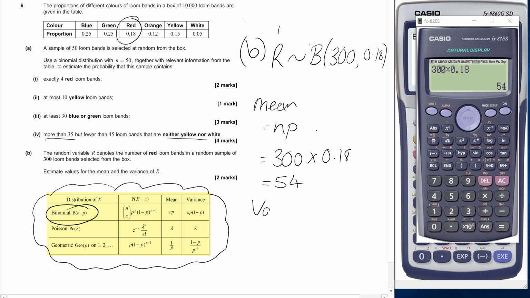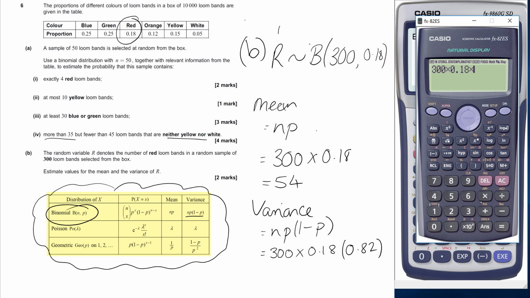Now the variance, that is this formula here. So that is np(1 minus p). So in this case, that is 300 times 0.18. And the thing in the bracket, 1 minus 0.18 is 0.82. Okay, so we're just multiplying that by 0.82. And that gives us the variance of 44.28.